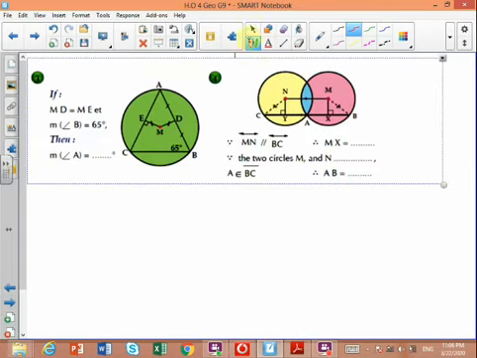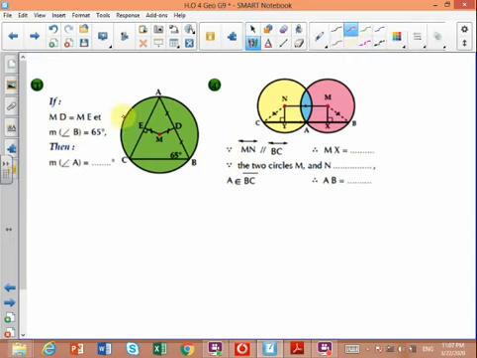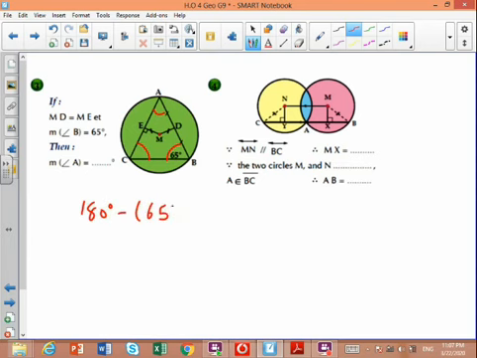FM equals ME, then what? Then AB equals AC. When AB equals AC, this is an isosceles triangle. So measure angle B will be equal to measure of angle C, which equals 65. So can you get measure angle A? Yes, 180 minus the sum of the other two angles, 65 plus 65, 180 minus 130, so angle A will be 50 degrees.